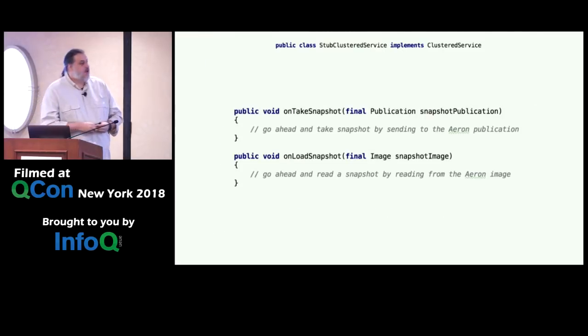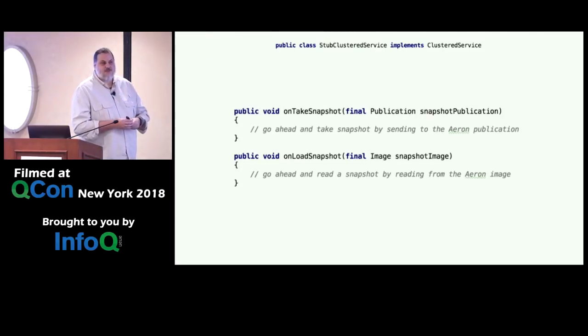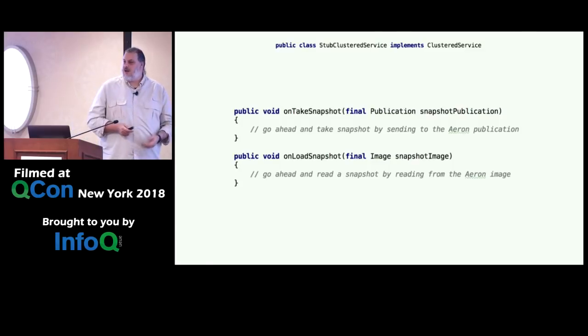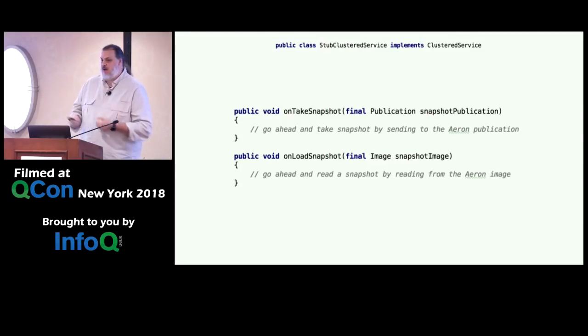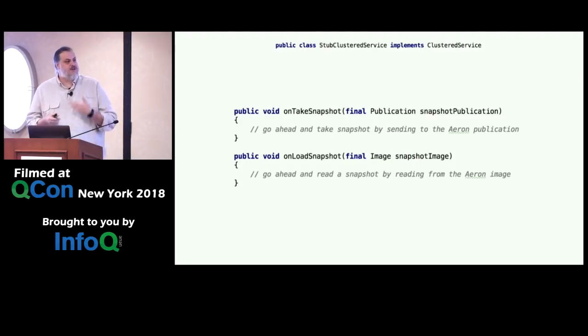How do you take snapshots? The system tells you when to take a snapshot. It says, take a snapshot, and it hands you a publication. That's because the snapshot is going to be stored in the log archive. So it looks like just sending on a publication, like you were sending data. And if you're loading up a snapshot, it says, here's a snapshot, read it from this image. And an image is a piece of a stream.